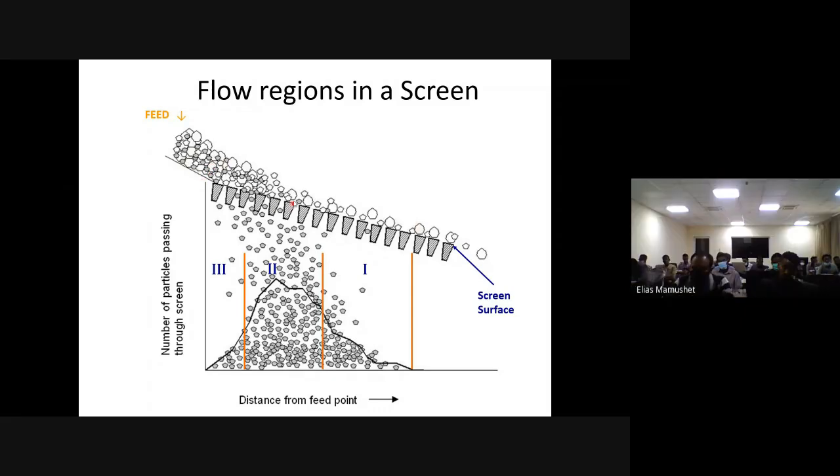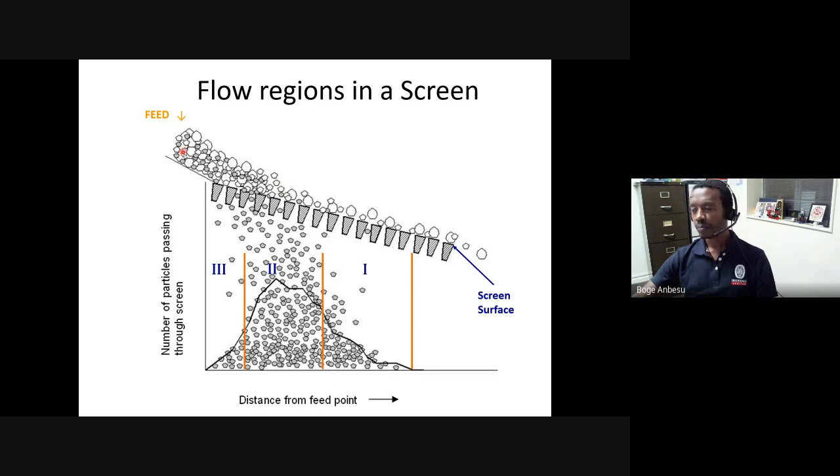Okay. After a certain amount of time, as particles go down the screen, they will segregate in a way that fine particles make their way down through the coarse particles, and eventually they will be presented to the screen surface and pass through. Towards the end of the screen, only coarse particles are left, because you would expect fine particles to pass through, and coarse particles will all roll over and report to the oversize.